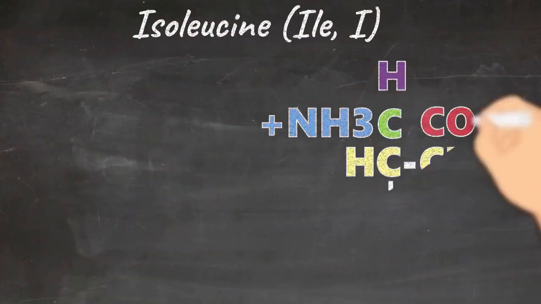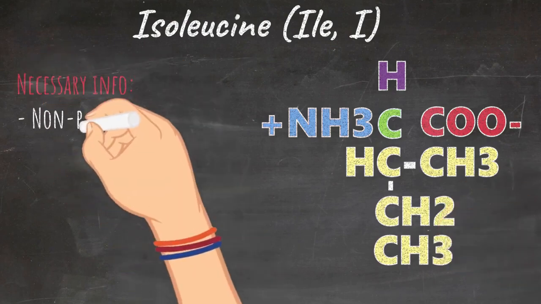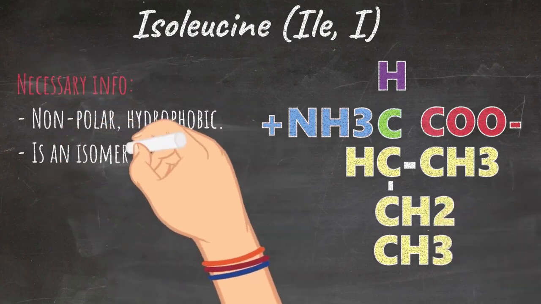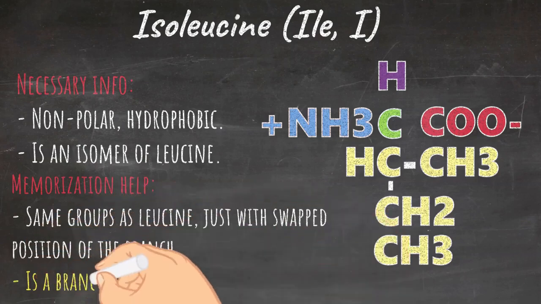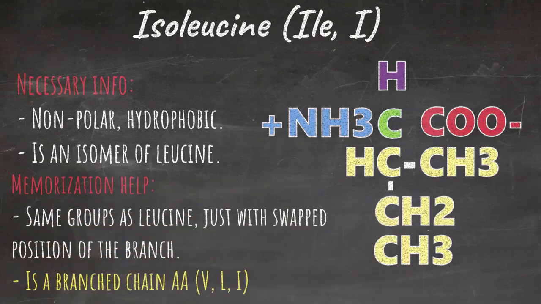Isoleucine is an isomer of leucine, so it has the same groups as leucine, but it just has swapped position at the branch. And it is the final branched chain amino acid.